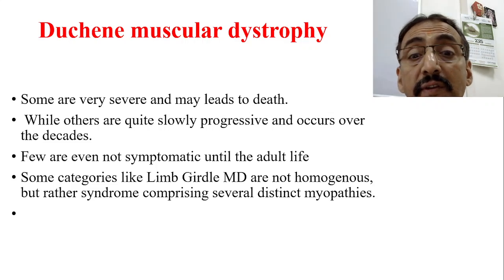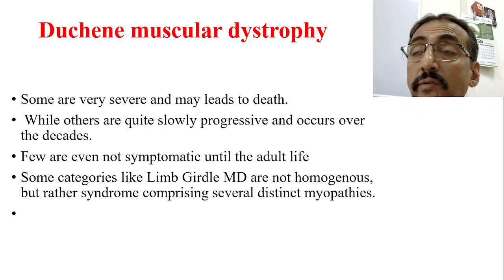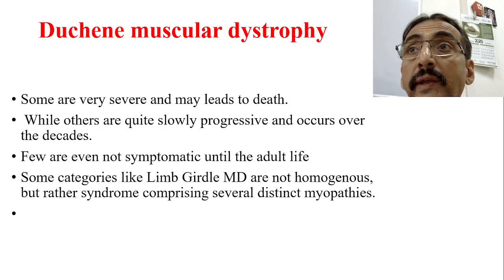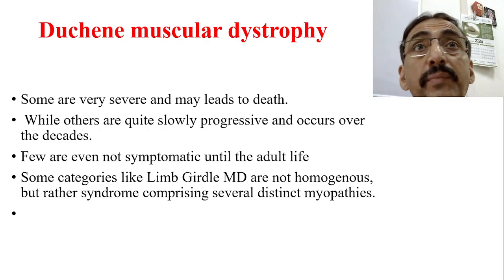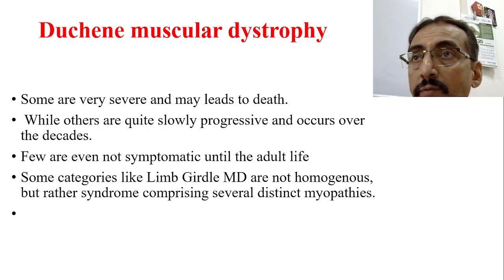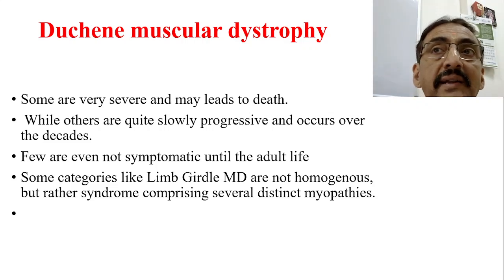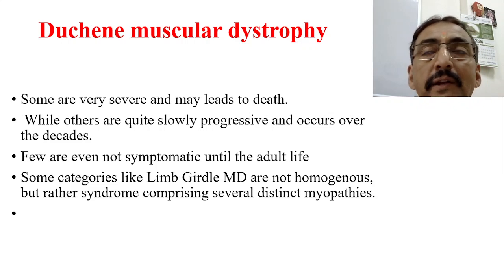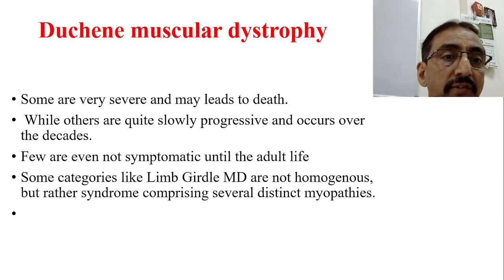There are several categories of muscular dystrophy, like limb girdle muscular dystrophy or shoulder girdle muscular dystrophy, Emery-Dreifuss muscular dystrophy, and myotonic dystrophy. Sometimes one of the important differential diagnoses is spinal muscular atrophy. Of course, spinal muscular atrophy is not dystrophy, but its symptoms at times mimic muscular dystrophy also. Therefore it should be kept in the differential diagnosis.